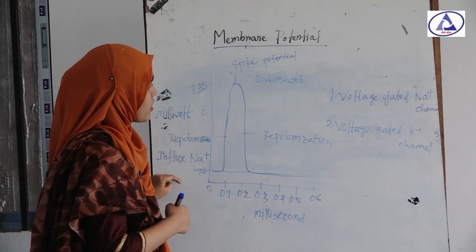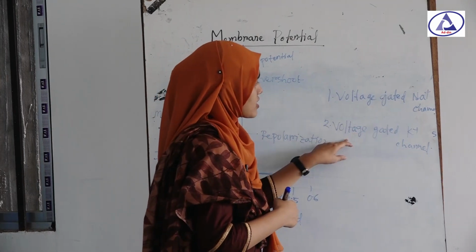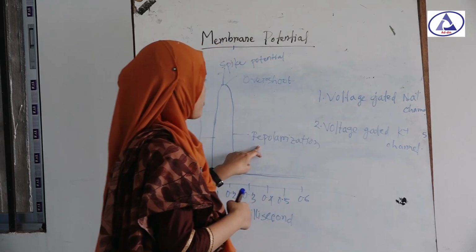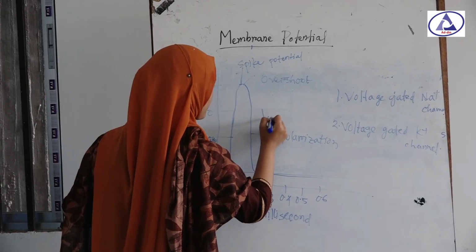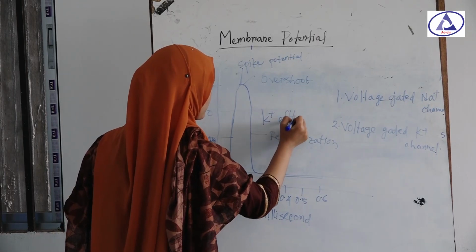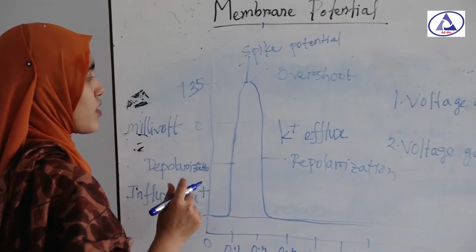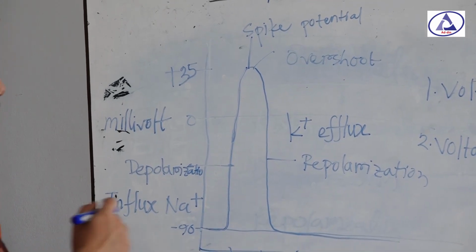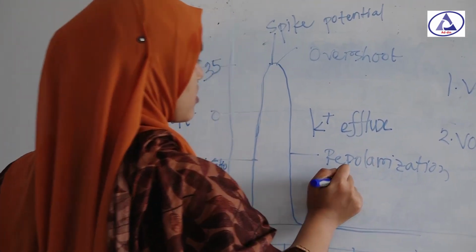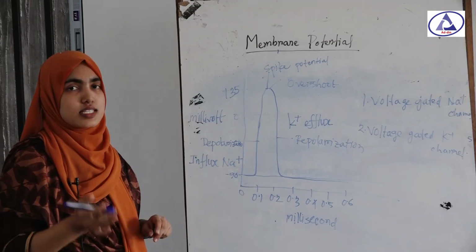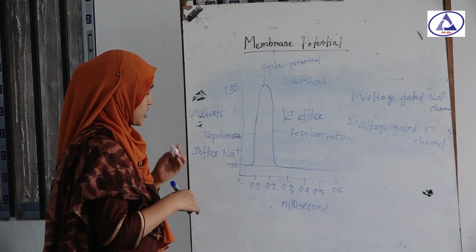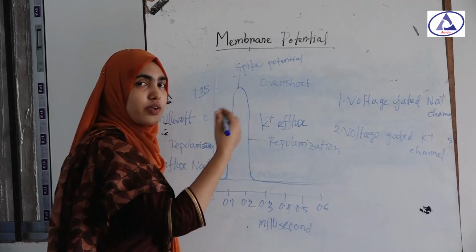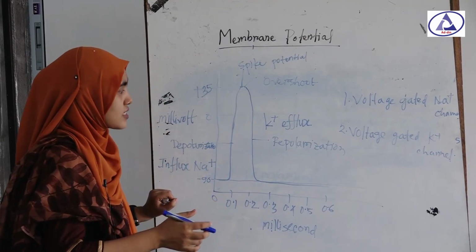Then when the voltage gated sodium channel closes, the voltage gated potassium channel will open. And what happened? Potassium efflux will occur. Potassium efflux means potassium will go outside of the cell. By potassium efflux, repolarization occurs. So we can say repolarization is re-establishment of resting membrane potential. When potassium efflux occurs, positive charges are going outside, so negativity is increasing inside.